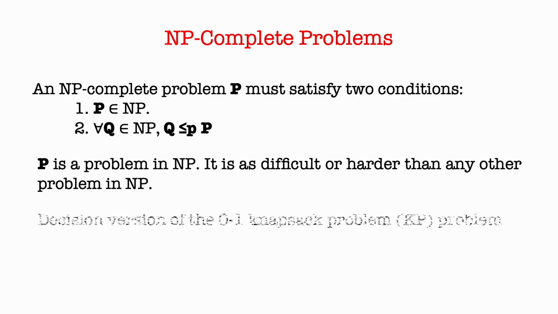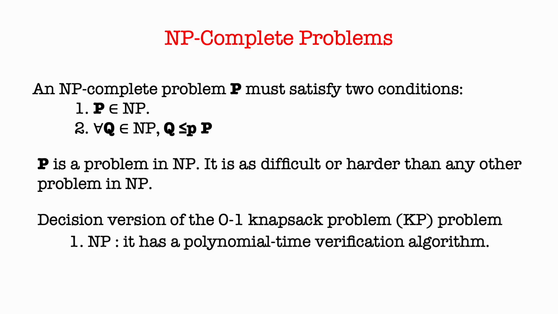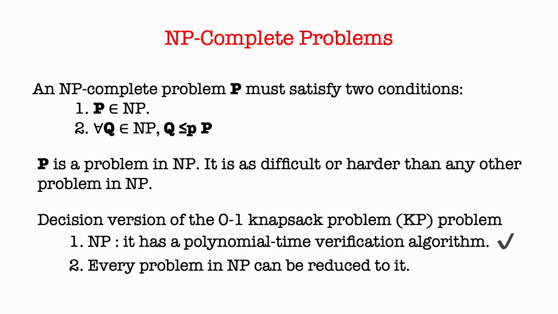We have already shown that the decision version of the 0-1 knapsack problem is in NP because it has a polynomial time verification algorithm. This satisfies the first condition. But to prove that knapsack is NP-complete, we need to show it also satisfies the second condition. That is, every problem in NP can be reduced to the decision version of knapsack in polynomial time. Demonstrating this directly for all NP problems would be very time consuming and difficult. However, there is a trick. Yes, there is a trick.